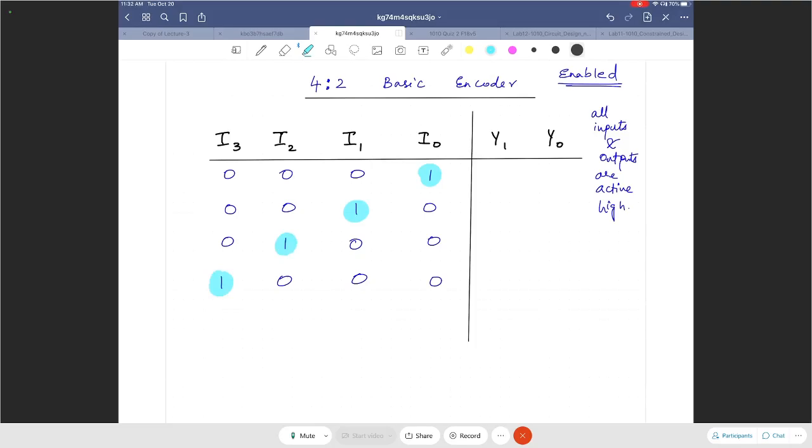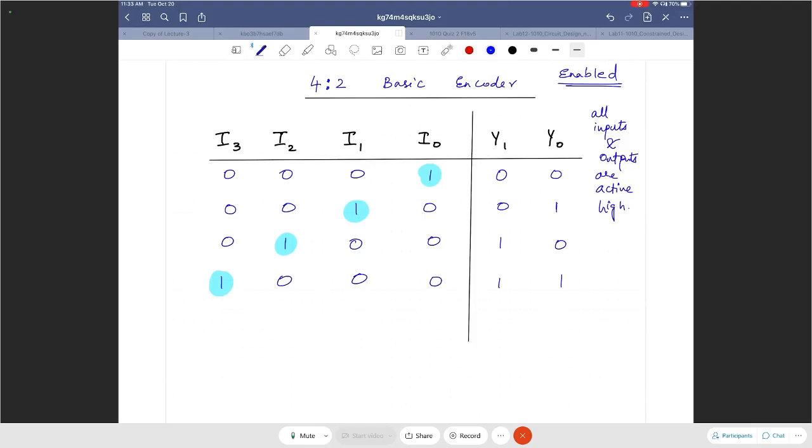Now, how does the 4 to 2 basic encoder work? Well, when I0 is active, it will encode that as 00. When I1 is active, you would encode that as 01. When I2 is active, you would encode that as 10. And the last one, I3 is active, you would encode that as 11. Exactly the opposite of what a decoder did.